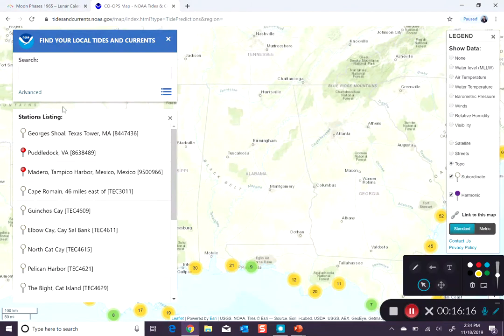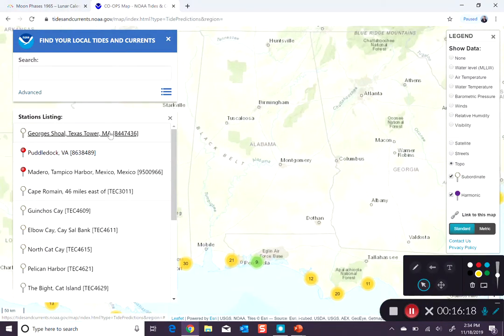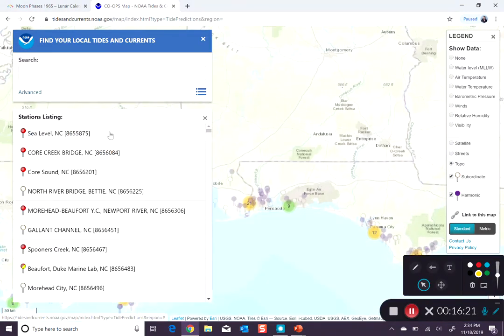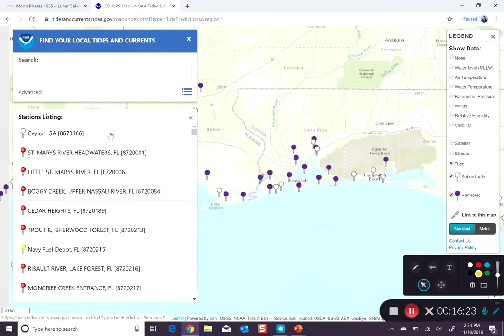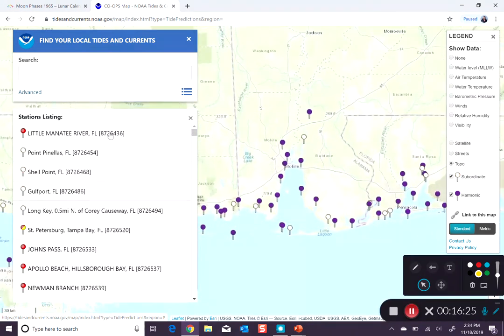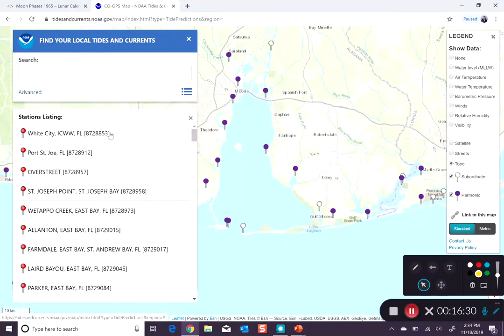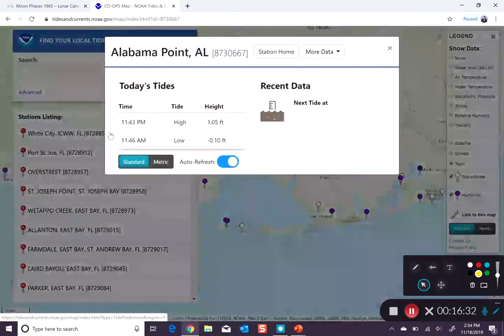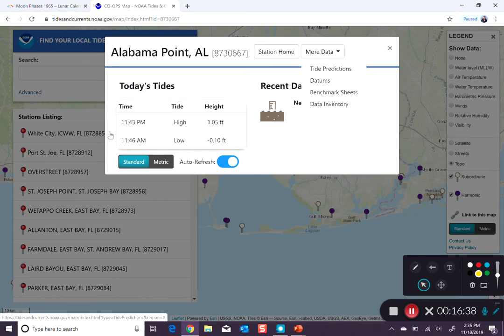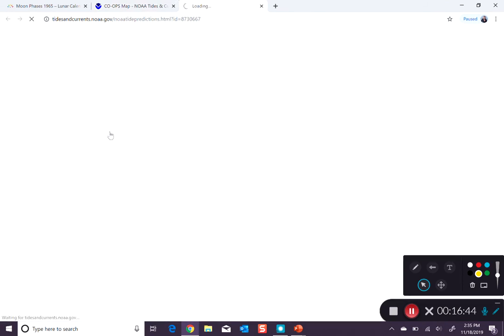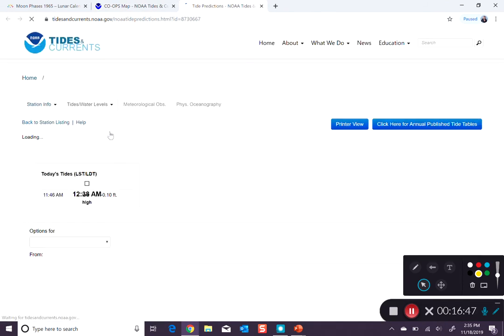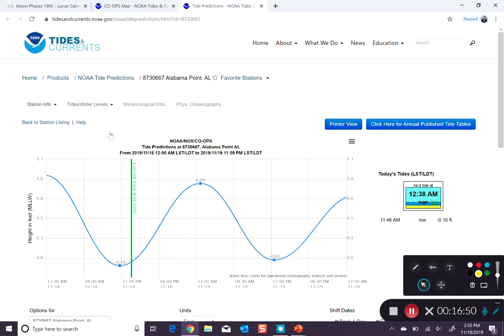I'm not really sure which of these stations I want to go to, so I'm going to zoom in right down here and see that I have several choices to pick from. Where's the Alabama line? I want to get as close to the shore as I can, so I'm going to bring up this station right here, Alabama Point. Now this is what it's doing today, and I want to go to more data. So I'm going up to more data and I'm going to click Tide Predictions. And this is what the tide is again doing today.